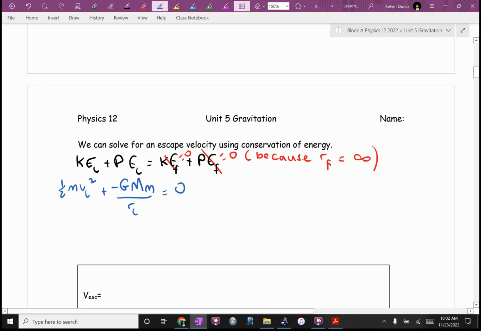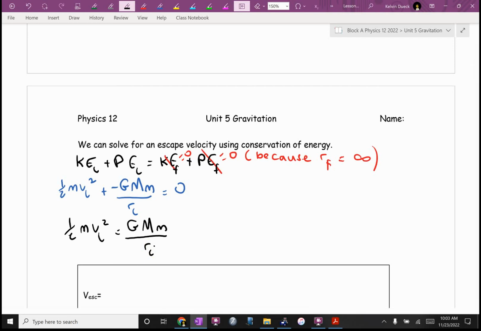I want to get the V by itself, but I think the first thing, that 0 is creeping me out. The fact that this is negative, I'm just going to plus this over to this side. And so I'll end up with positive a half m V initial squared equals positive big G, big M, little m over R initial. Oh, will a massive spaceship and a tiny cube satellite have the same escape velocity? Turns out, yeah.